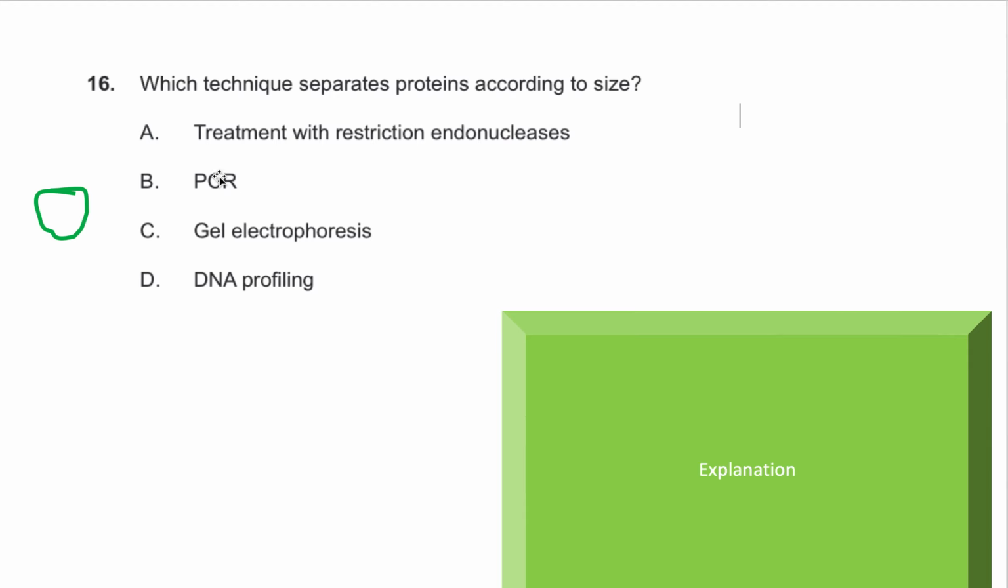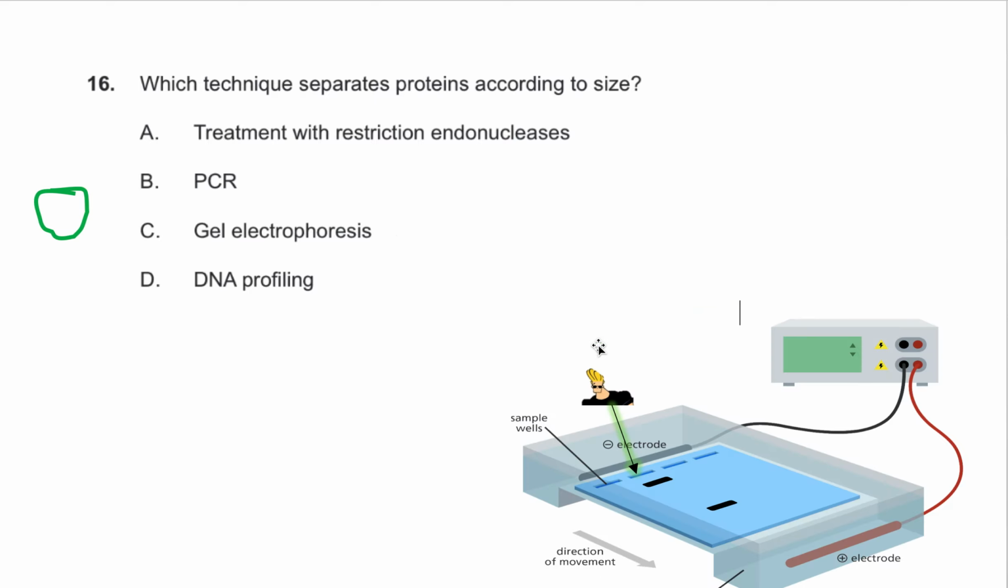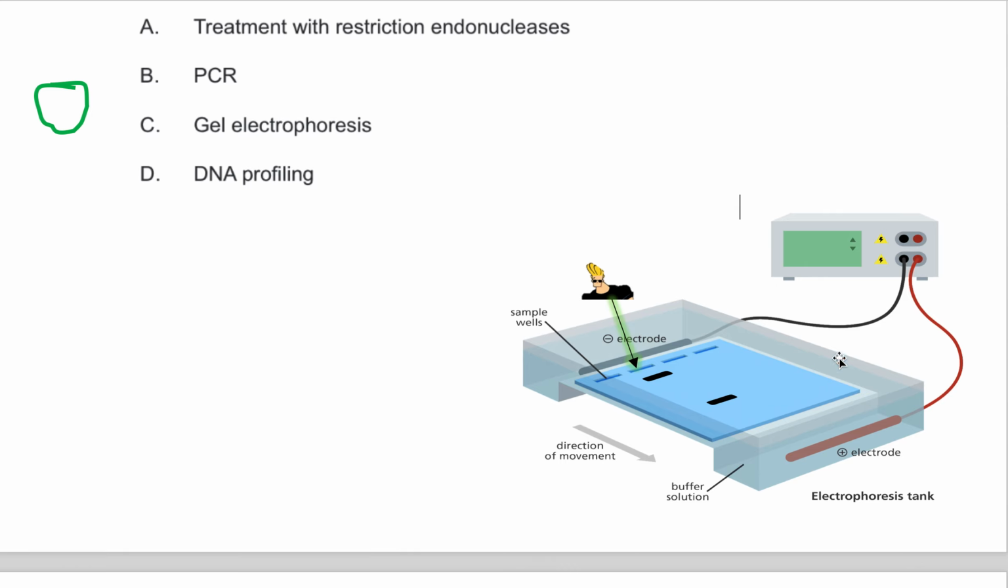And PCR, we just saw this one makes millions of copies of DNA from a tiny bit of DNA. So that doesn't do anything with size of proteins. Gel electrophoresis. So this process is correct because, I have a diagram here to help explain. This is a gel electrophoresis machine, and you can see there's a positive side and a negative side. Don't worry about the word electrode, just know this is the positive side and negative side.